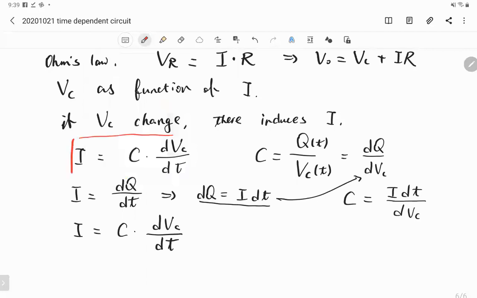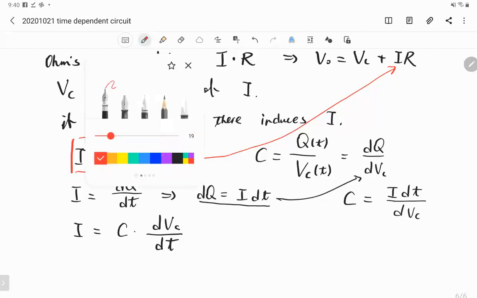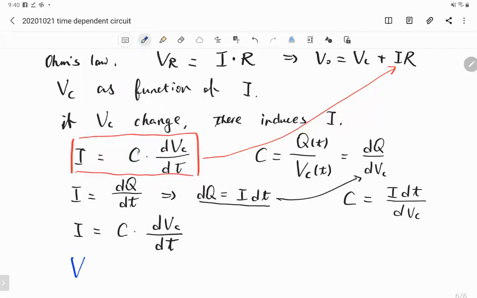This relation is not on the equation sheet. I hope you can write this on the equation sheet. After you have this one, I'm going to plug it into this equation. Then I will have V_battery. This is our master equation. V_battery equals V_C, the voltage on the capacitor, plus the current, which is C times dV_C over dt, times R. This is called the master equation of the RC circuit.